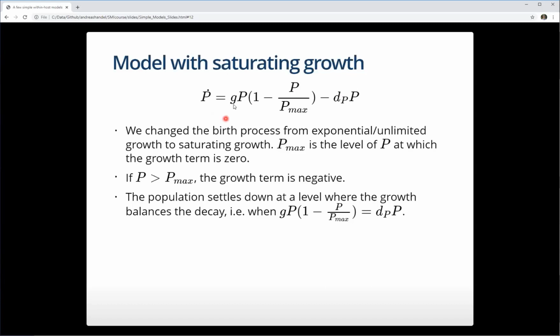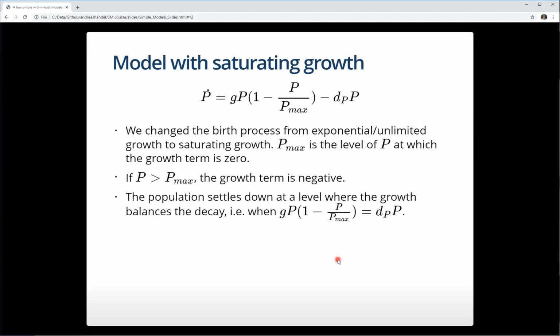And from this, you can see the population settles down when the growth term balances the death term. So when G P times 1 minus P over P max equals d_P times P, you could solve this now for P if you want. That will tell you, without having to do any simulations, just with pencil and paper, what's called the steady state, the level at which P settles down, no matter what you started out with. It will always settle down at that level.